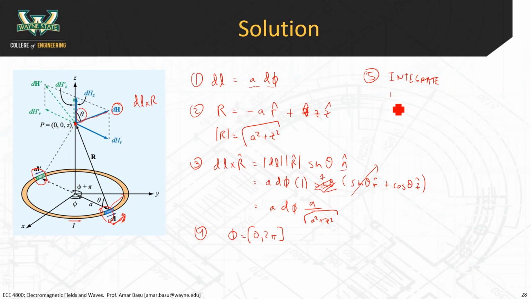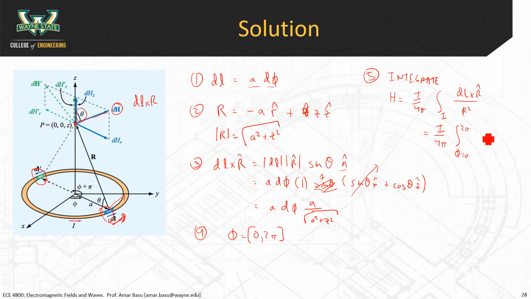So H, by the Biot-Savart law, is equal to I over 4 pi times the integral of dl cross r hat over r squared. This will be I over 4 pi. We are integrating around the circle, so we're going to be integrating from phi equal to 0 to 2 pi, and we're going to be integrating this dl cross r that we found here.